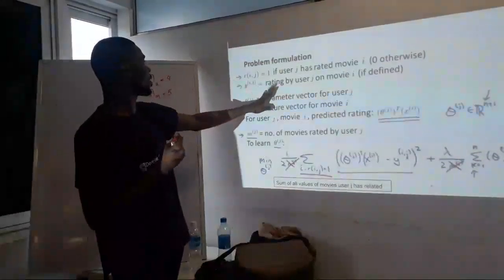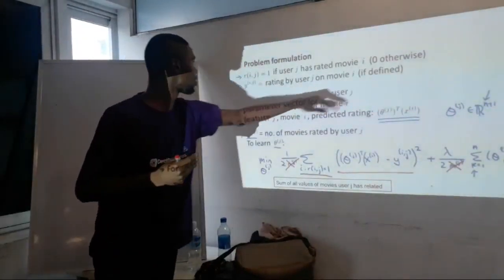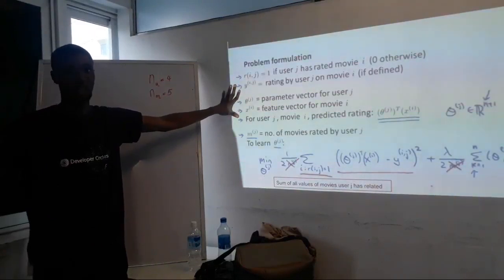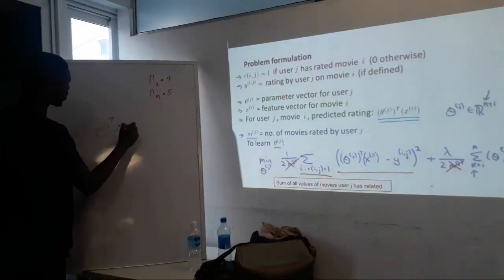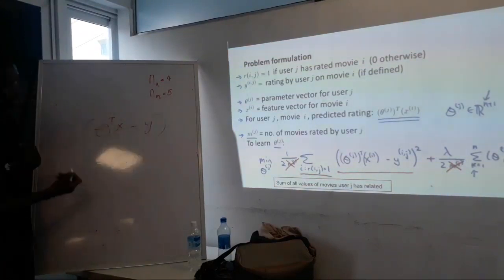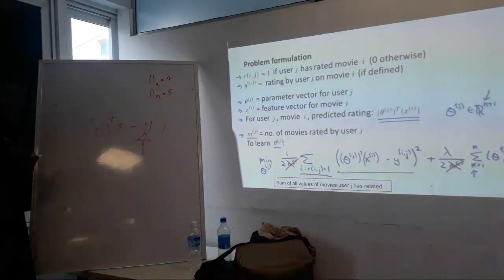If rated by a user J on movie I, if defined, this is what we have from our matrix. This is the actual value. Like when we did that stuff, theta transpose minus your y, right? You get this. What do we call this stuff? What do we call this guy?